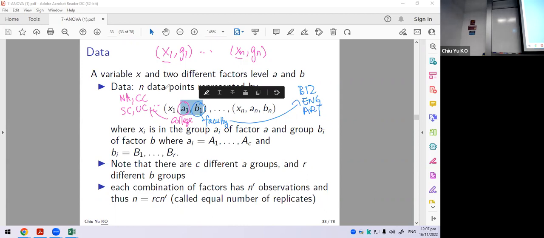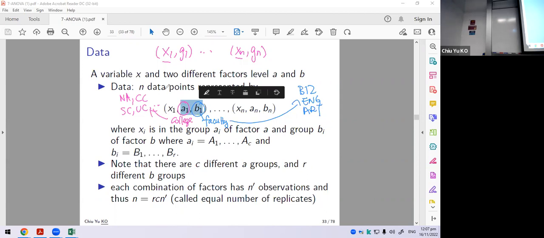Or any different levels will make a difference. And probably you would wonder why we need a two-way, right? Because you can just treat them as one way by combining the two, right? You can call NA business school as one group, NA engineering is another group, right? Why we need two-way instead of a very long big one way? Do you see what I'm saying?